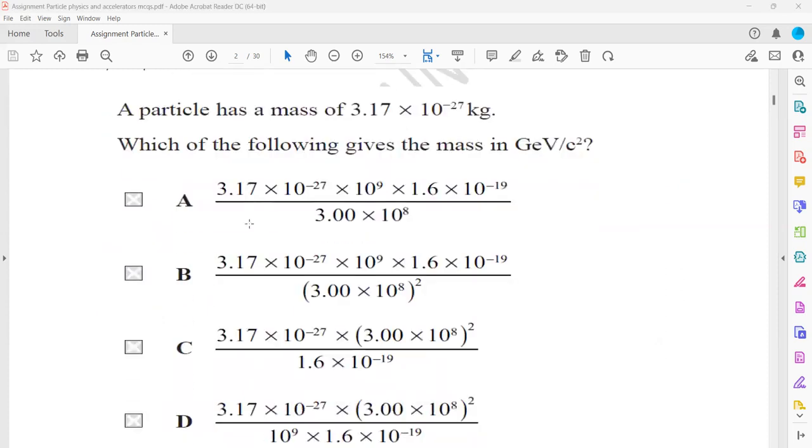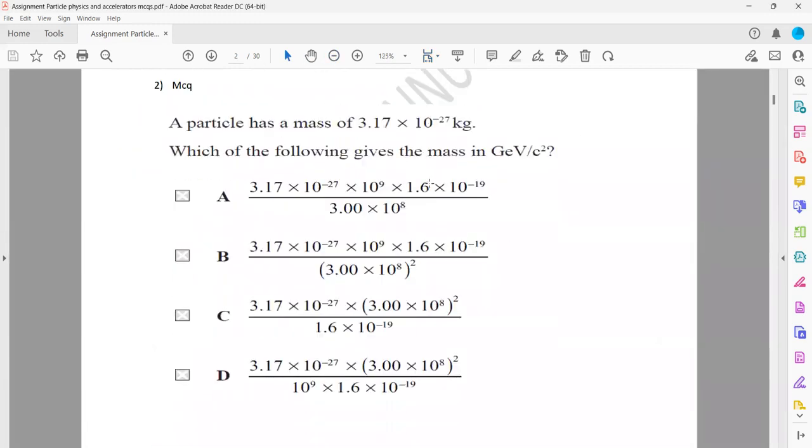The next question: the particle has a mass of 3.17 × 10^-27 kilograms. What is its mass in GeV/c²? So first we'll convert this mass into energy, and that energy will be represented in giga electron volts. And remember, energy in giga electron volts is the same as the mass in giga electron volts per c squared.